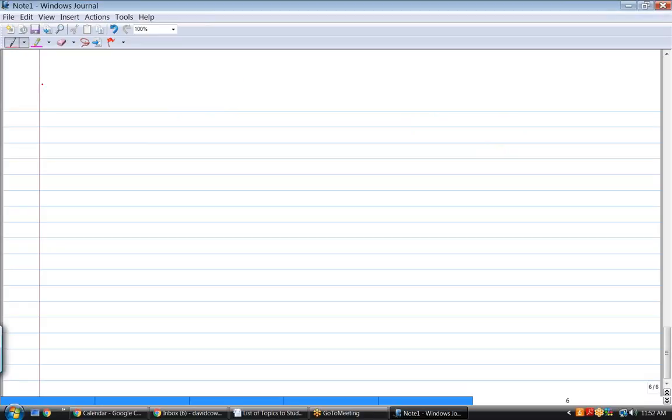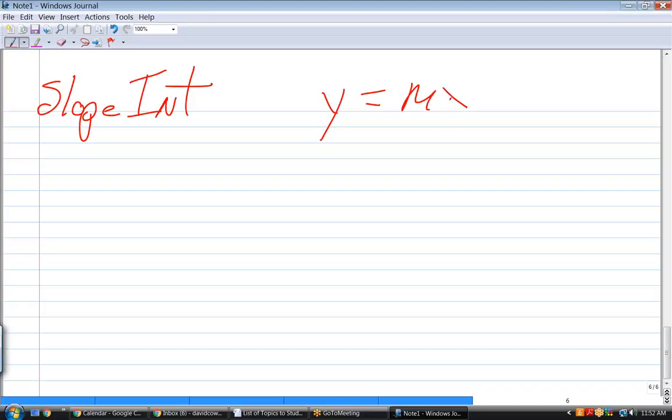Standard format. First of all, let's talk about the formats. There's slope intercept. That's y equals mx plus b, and it's called slope intercept because we need a slope, we need an intercept. If you have it in this format, it's pretty easy to graph.